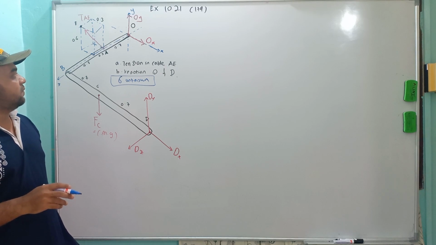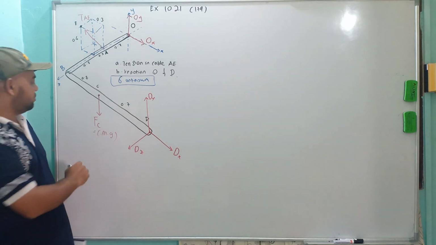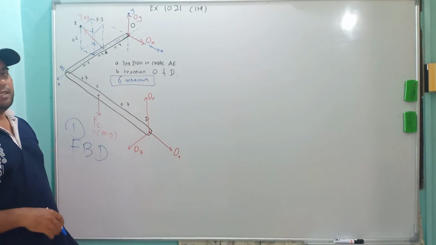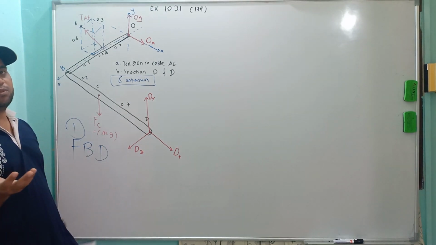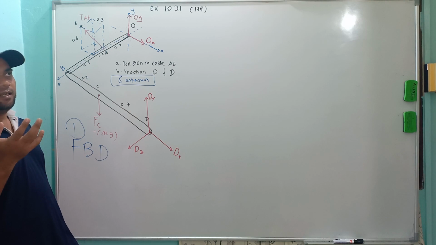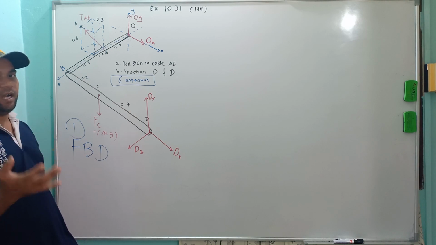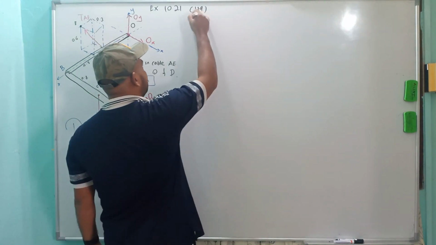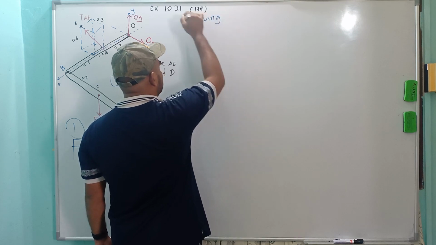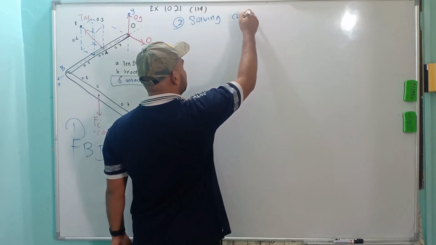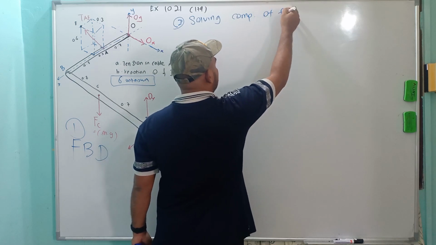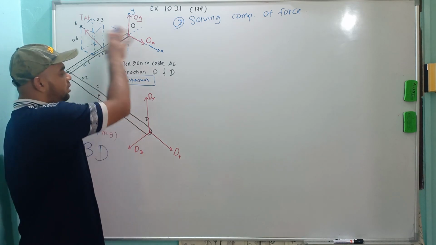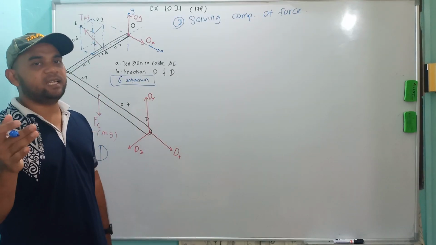Okay, so the first step here, I'm done with the first step, which is to draw the FBD. This is your first step. Okay, second step, because you want to have the equations in terms of force, Fx, Fy and Fz, you have to solve the components of force. Solving step 2, solving components of force. So you want to put all these forces in terms of i, j and k.